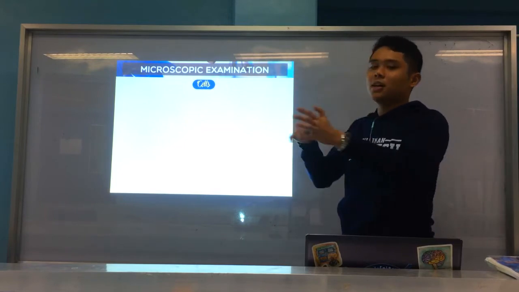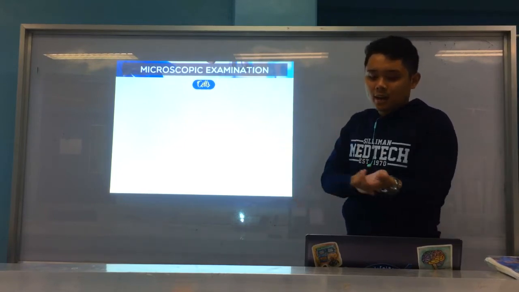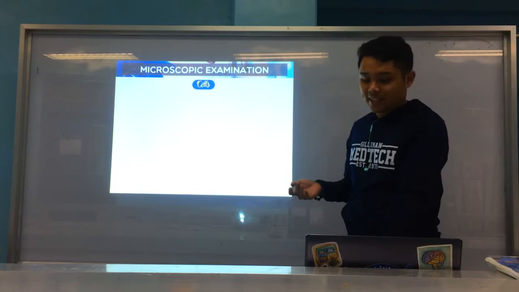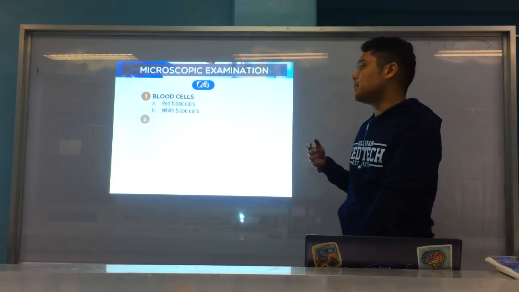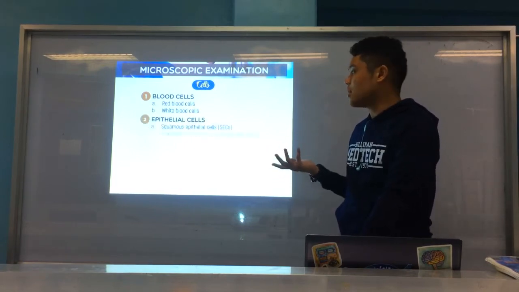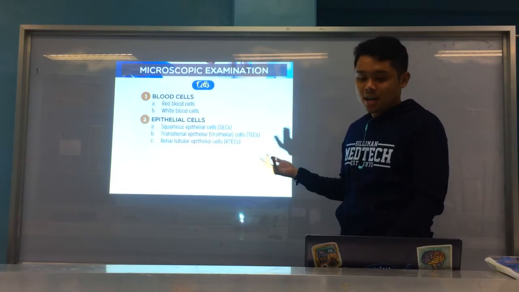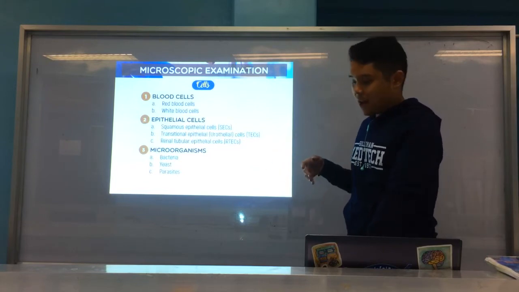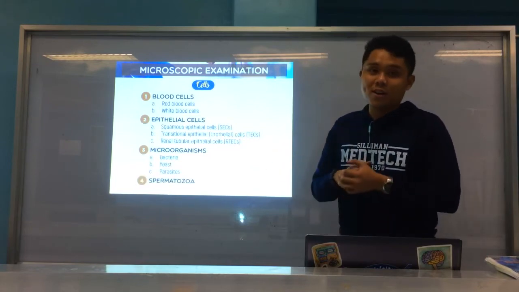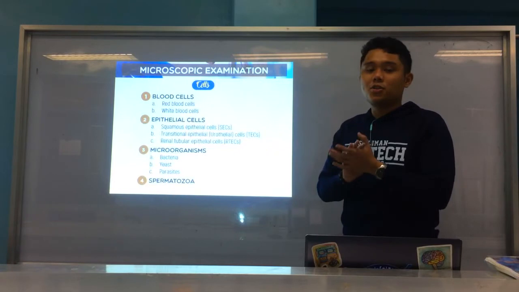Okay, so we'll now start with the first constituents under microscopic exam of urine, which are your cells. We have different types of cells. First, the blood cells: RBCs and WBCs. Next, the epithelial cells, may it be squamous, transitional, or RTEs, renal tubular epithelial. Then microorganisms in the forms of bacteria, yeast, and parasites. And lastly, spermatozoa. These are the cells usually found in your urine.